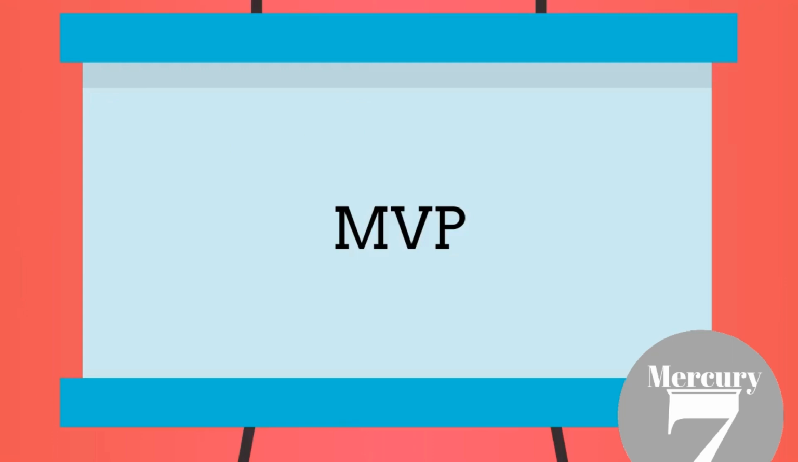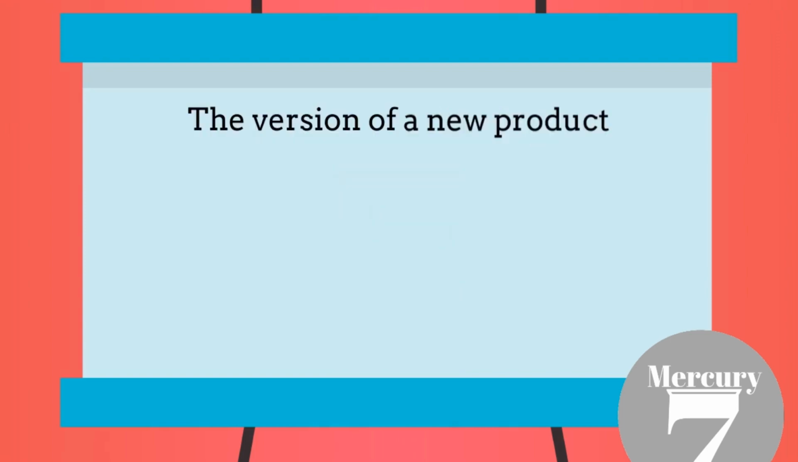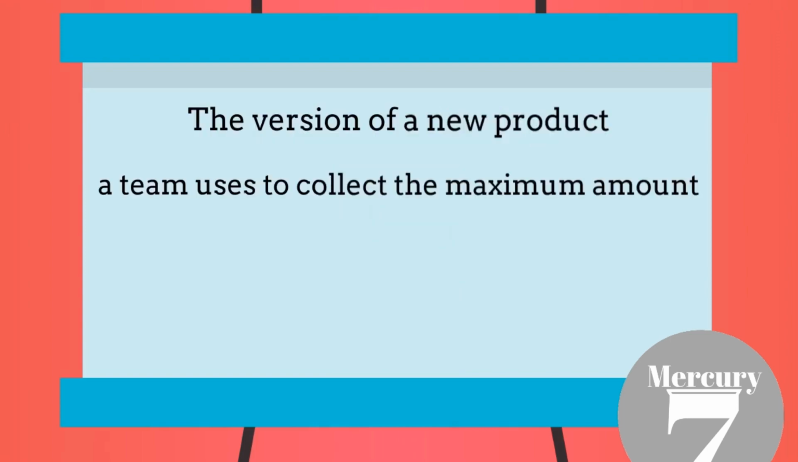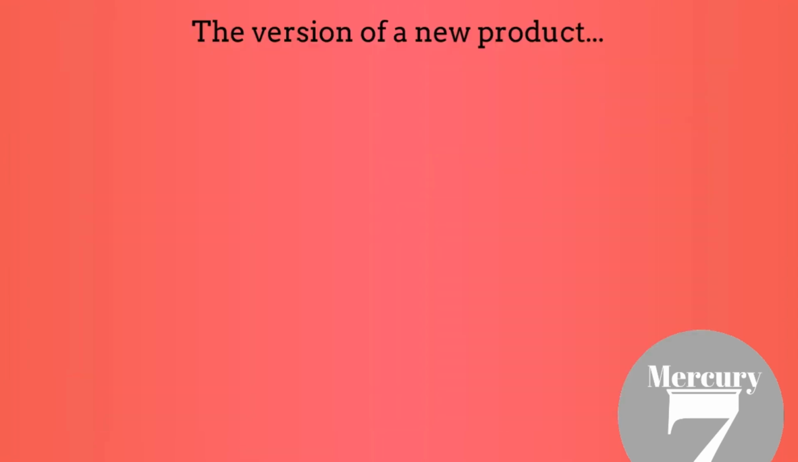There are a lot of definitions for MVP, but the term comes from the book The Lean Startup and is defined as the version of a new product a team uses to collect the maximum amount of validated learning about customers with the least effort. Let's break this down a little further. The version of a new product.